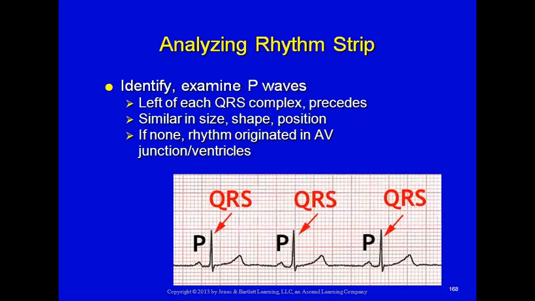The other thing you have to do in analyzing a strip, besides regularity and rate, is ask: do I have P waves for every QRS? If I have more P waves than QRSs, then I have a heart block, and I'll need to figure out which one that is. But do I have a P for every QRS? And do they all look alike? If they all look alike, they're coming from the same spot. If they look different, then they're coming from different spots. So I want to look for P's in my QRSs.